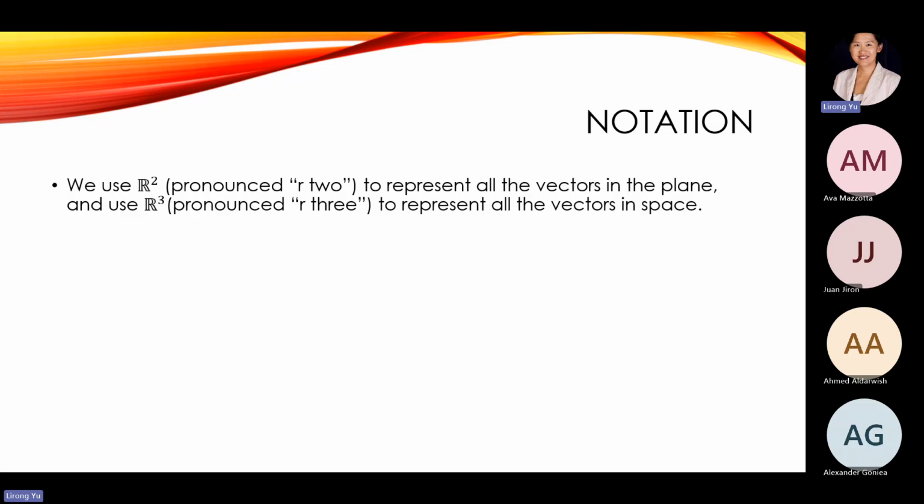All right, go back a little bit to the dimension of the vectors. We use this notation to represent R2, and that's the collection of all two-dimensional vectors. For three-dimensional vectors, we use R3, which is a curly R with an R3. It looks like R cubed, but it's the set of all three-dimensional vectors, or the set of all vectors in space. So in this section, we keep going back and forth between two-dimensional vectors and three-dimensional vectors.